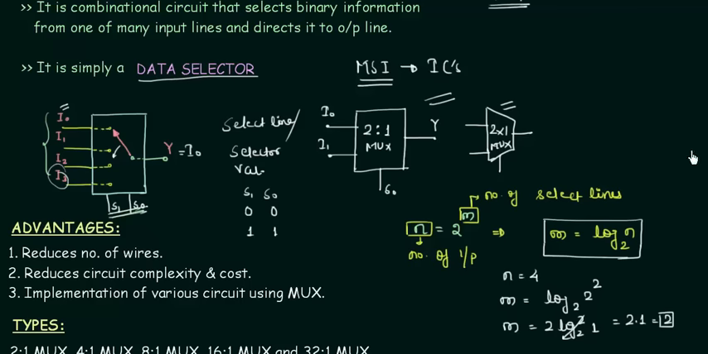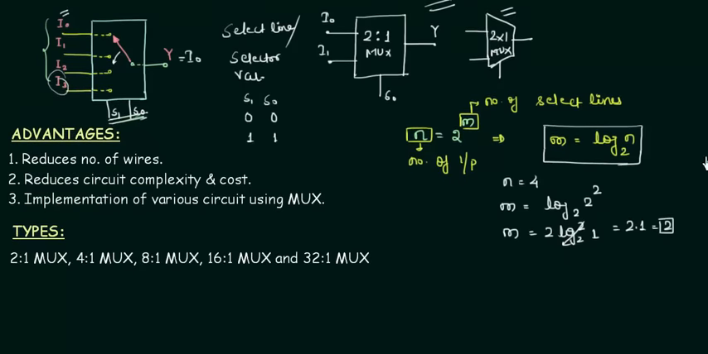So let's see what the advantages of using the multiplexer are. The first advantage that I have written here is that it reduces the number of wires. I just told you that we don't require a number of gates. You are just going to implement your combinational logic by using a single IC.